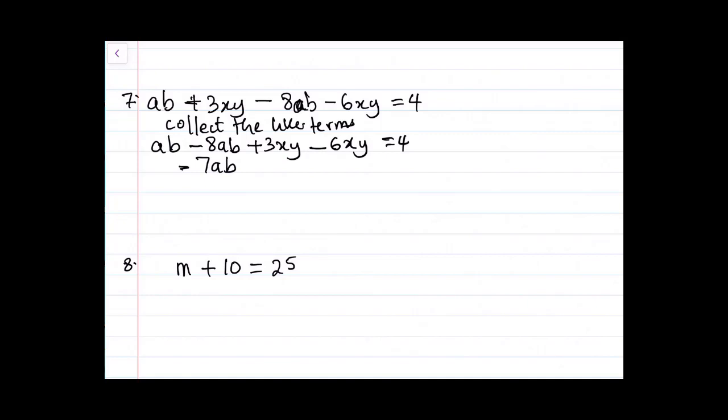It's like if we are saying we have 1 and we are owing 8. So if we pay 1, our debt of 8 will reduce only by 1. So in this case we have plus 3xy minus 6xy. So it's like we are saying we have 3, but we are owing 6. So if we pay the 3 that we have, our debt will still remain minus 3. So minus 3xy equals to 4. So that will be our final answer there.